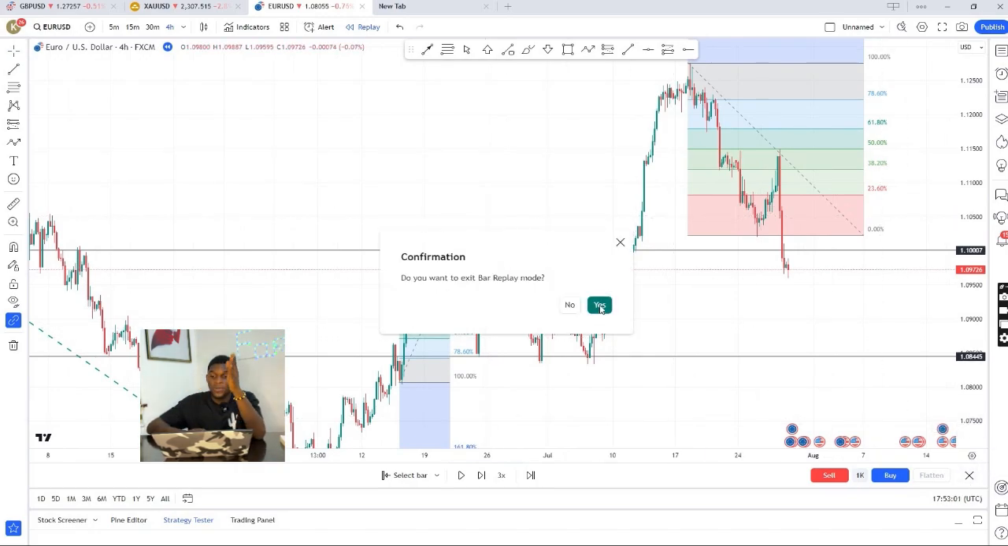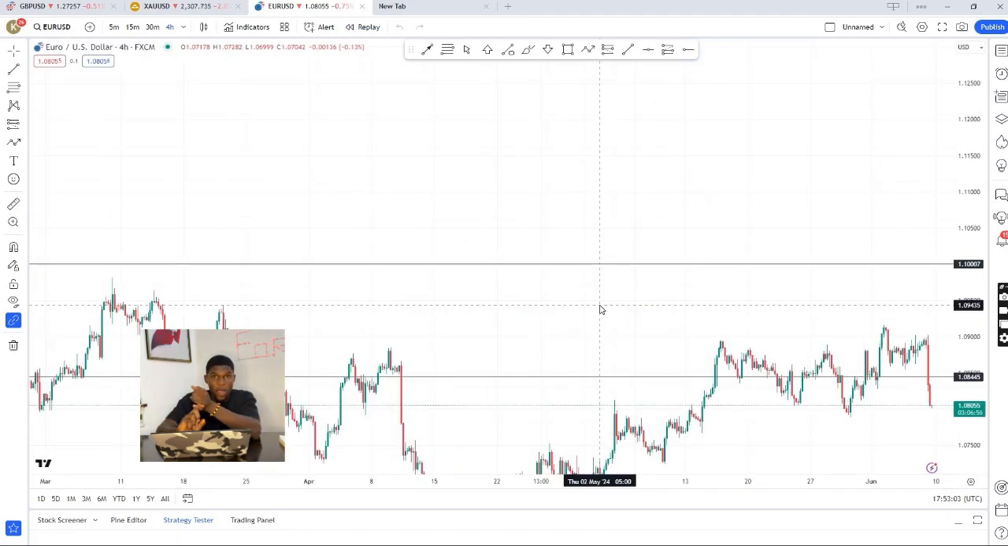It's on your MetaTrader 4, and it's on your TradingView. And trust me, if you can implement the Fibonacci tool in your trading journey or in your technical analysis, you will definitely make money.